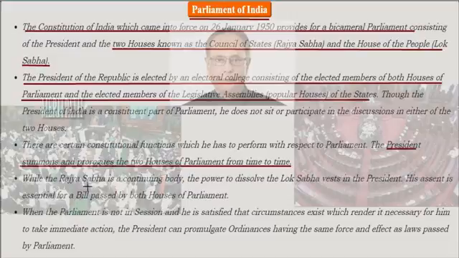Rajya Sabha is a continuing body. The power to dissolve the Lok Sabha vests in the President. His assent is essential for a bill to be passed by both the houses of the parliament.